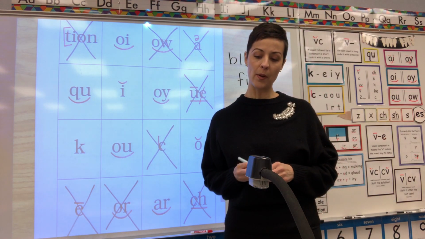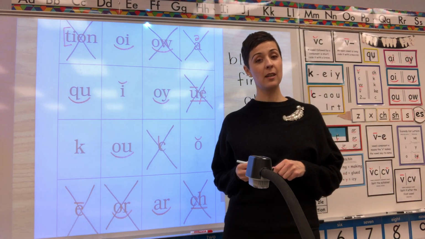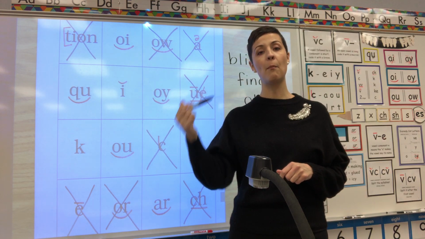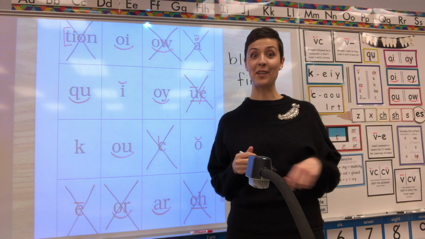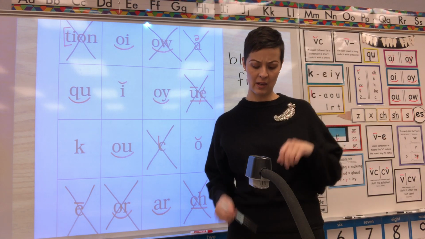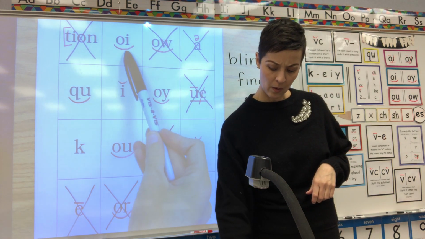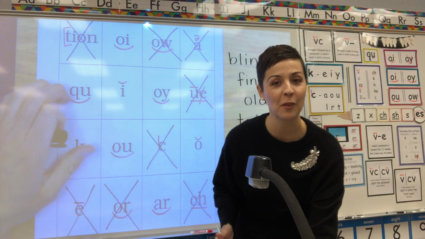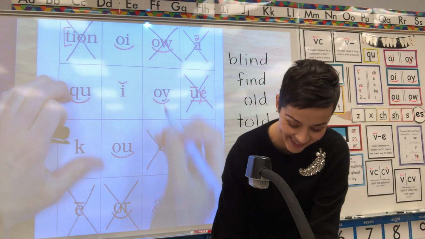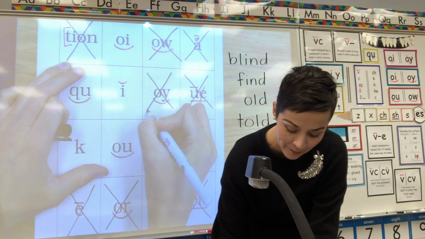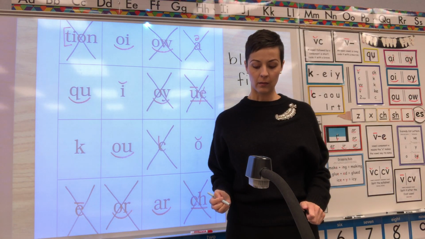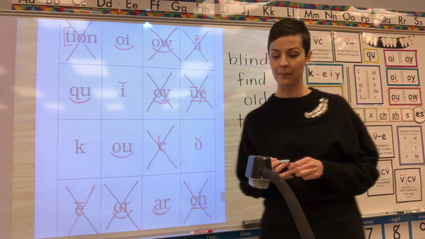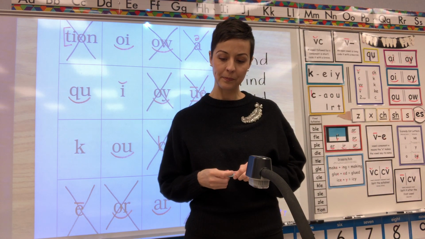Next one. What's the final sound you hear at the end of tomboy? I hope you went tomboy, oi, oi. Is it O-I or O-Y? At the end of a word, we use diphthong O-Y to say oi, tomboy. Wait a minute. Do I have a bingo? No. So close. All right, let's do this one.